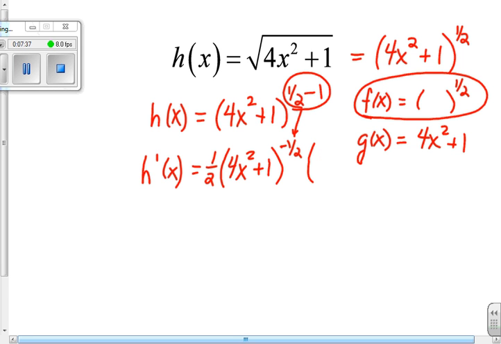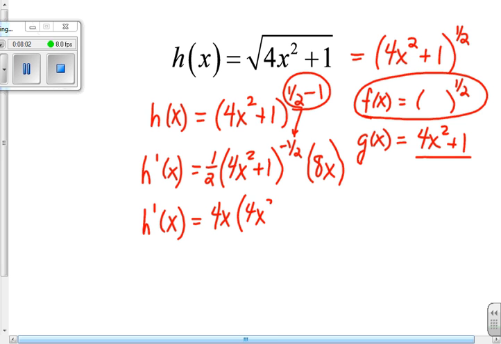And the derivative of the g part, if I think of 4x squared, hopefully we can do our power rule here. And that would be bringing the 2 down, which will make it 8x to the first power, or I can leave it just as 8x. And then if I do a little bit of combining first, I'm going to do this in 2 steps. I'm going to combine my 8 with my 1/2. So 1/2 of 8 would be 4. I'm going to bring my x up front as well. So it's 4x times 4x squared plus 1 to the negative 1/2.